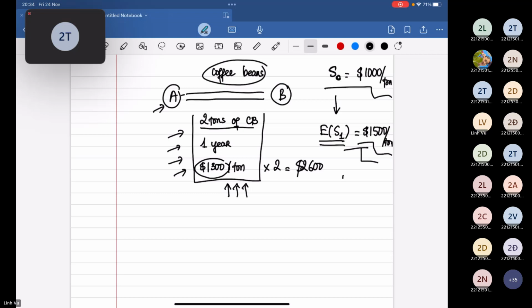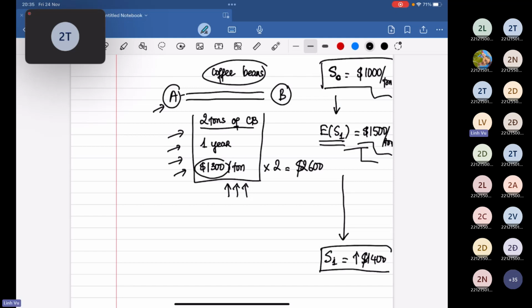Let's say after 1 year, you can see that the spot price of the coffee beans can fluctuate. They can either increase or decrease compared with the spot price today. So let's say the actual price of the coffee beans in the market 1 year from now increases to $1,400. So the price of the coffee bean in the market is $1,400 per ton.